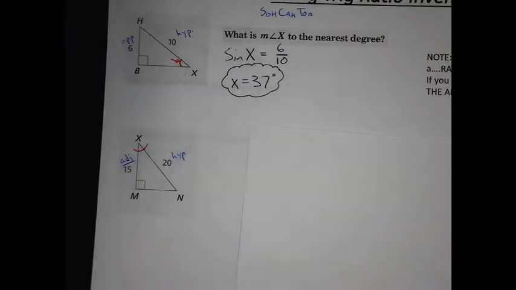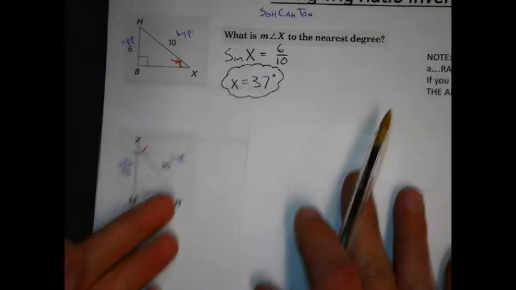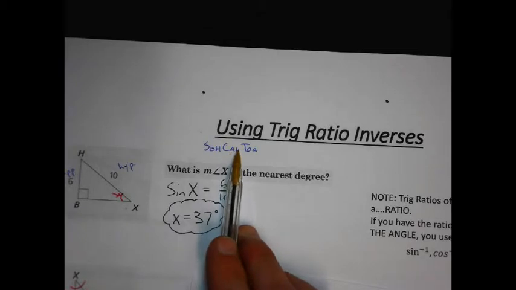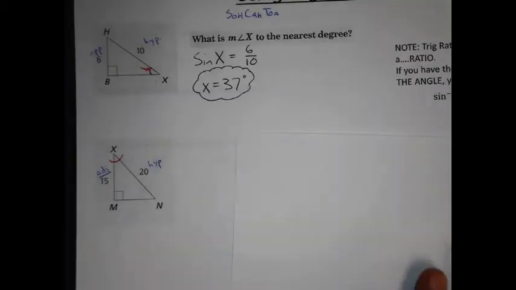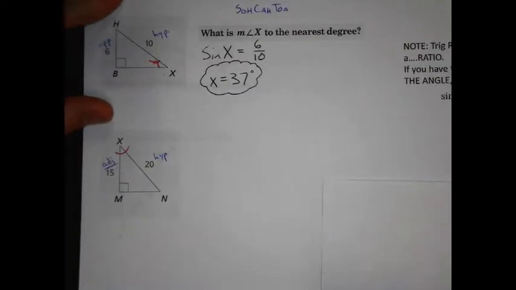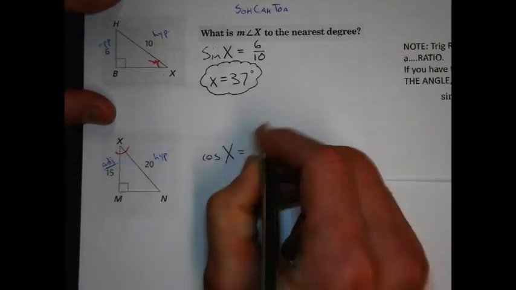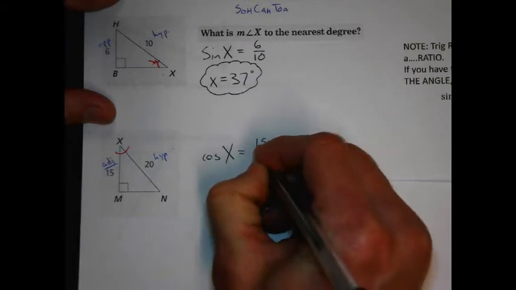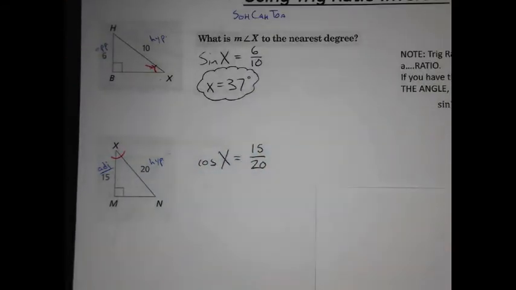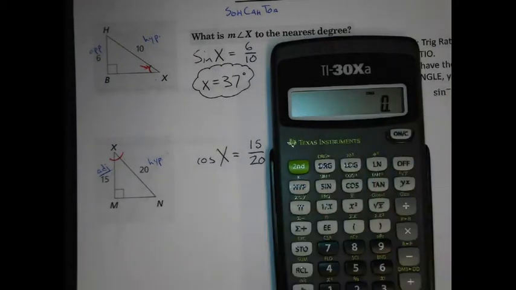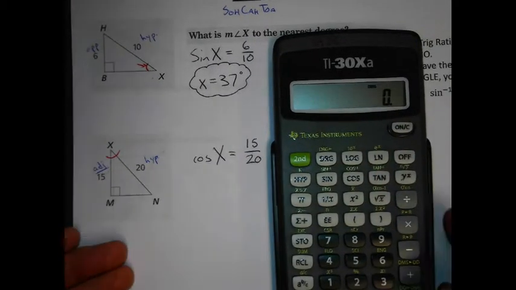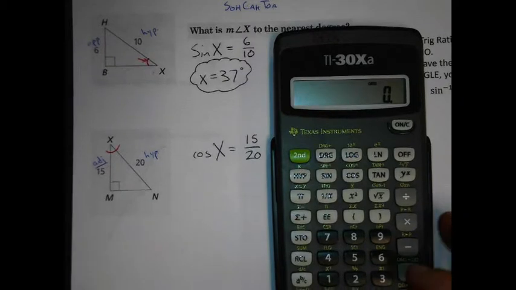So what do we know with the given information? We have adjacent and hypotenuse. Adjacent and hypotenuse means we're going to be dealing with the cosine function now. Okay, so the relationship here is the cosine of angle x is 15 over 20. So what do we do with that information? The same thing we did previously. It's time for the handy-dandy calculator. We have to use the inverse cosine, or the arc cosine.